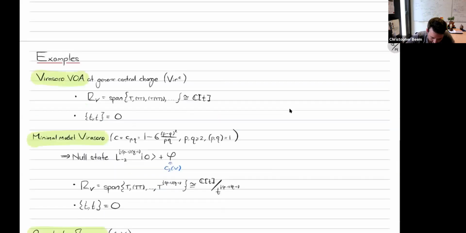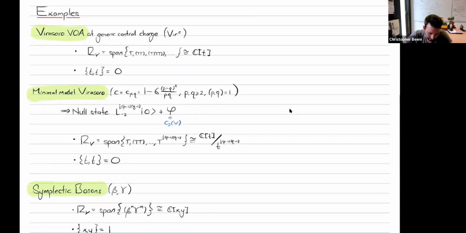And then if you go to one of the minimal model values of the central charge, this introduces null states for the Virasoro algebra. So you're going to get something which looks like this. This is the general form of the first null state that you encounter in the P comma Q Virasoro minimal model. It's T to the power (P minus 1)(Q minus 1)/2, which is always an integer, plus something involving derivatives is equal to 0.